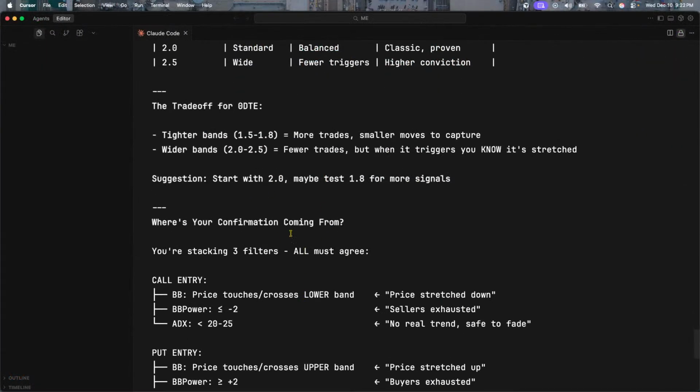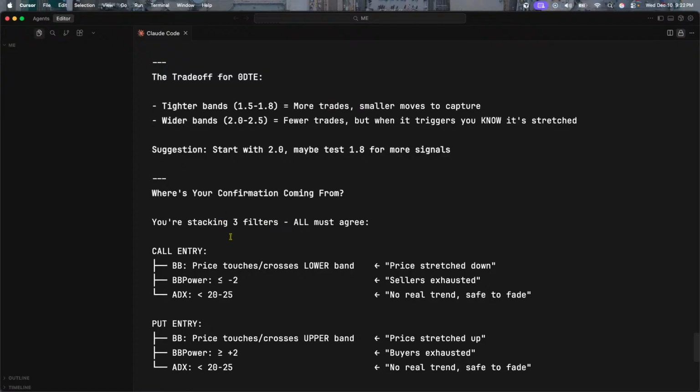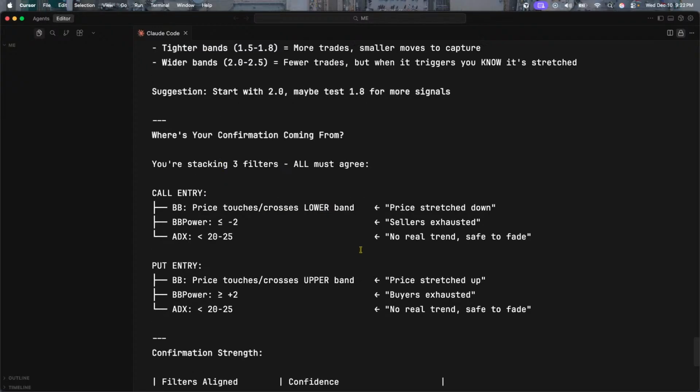All right, so for confirmation, you stack through all three layers and all three must agree. The price is stretched down, the sellers are exhausted, and there's no real trend, so it's safe to fade. And that's for a call. For a put, the price is stretched up and the buyers are exhausted. Let's make sure this makes sense, right? So the price is stretched up. Why would the sellers be exhausted?